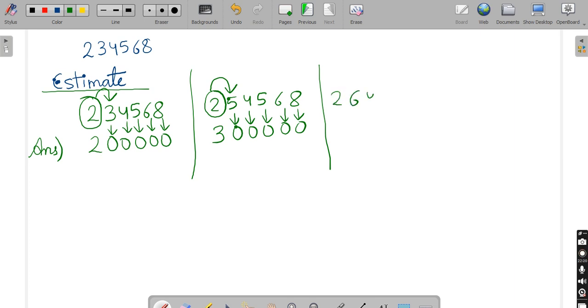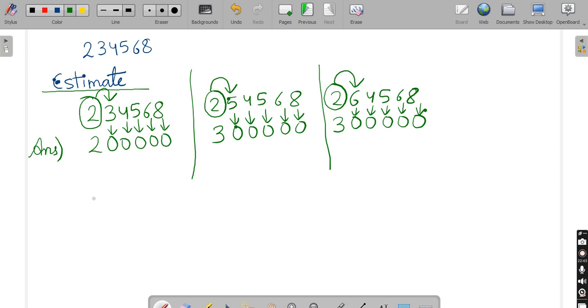Similarly 2 6 4 5 6 8. I need to estimate, so I will check the bigger number beside. Now the bigger number beside that is 6. Since it is greater than 5, I will add one to this number. So 3. After that all numbers, as we learned, I will place 0. So as you are able to understand how I am solving it, I got 0 here. So this is the process to do an estimate.